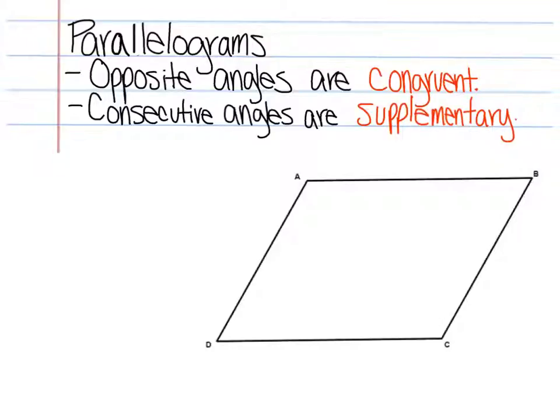Okay, also in parallelograms, consecutive angles are supplementary. Who knows what supplementary means? They make up 90 degrees. Almost, that's complementary. Supplementary means they add up to be 180 degrees. Okay? That was very close though. Alright, so that means if angle D is 52 degrees, what is angle A?